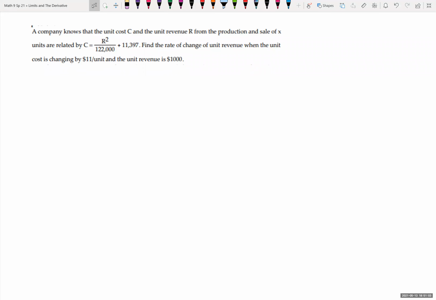So looking at one more example, and this deals with related rates and implicit differentiation. A company knows that the unit cost C and the unit revenue R, in the production and sale of x units, are related by the cost C equals R squared all over 122,000 plus 11,397.